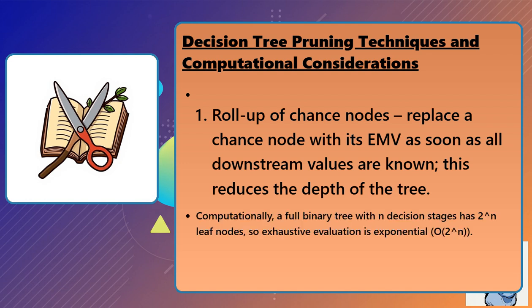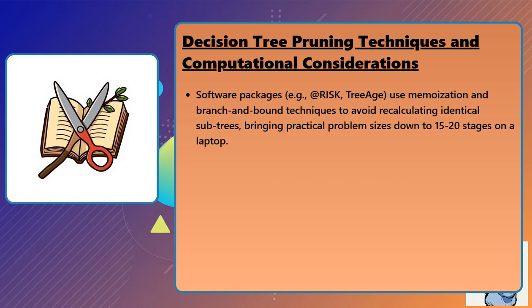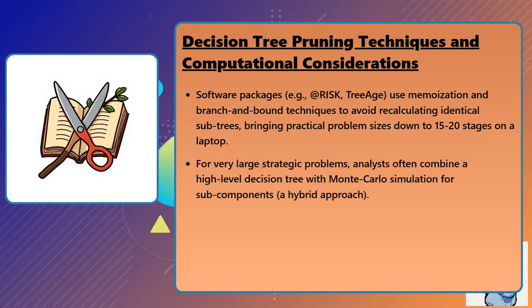Computationally, a full binary tree with n decision stages has 2 to the n leaf nodes, so exhaustive evaluation is exponential, big O of 2 to the n. Software packages, for example @RISK and TreeAge, use memoization and branch and bound techniques to avoid recalculating identical subtrees, bringing practical problem sizes down to 15 to 20 stages on a laptop. For very large strategic problems, analysts often combine a high-level decision tree with Monte Carlo simulation for subcomponents, a hybrid approach.